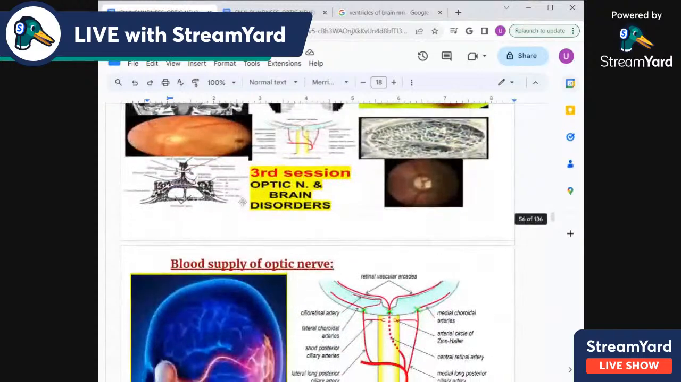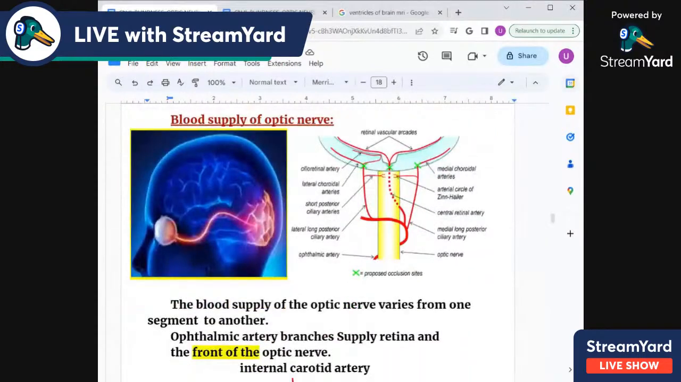Okay, and then metformin, and now we go to the blood supply of the optic nerve. Now we start today here. So this is the optic nerve that runs from front to the back to the occipital cortex, the area 17. So it has different blood supply in its course. And let's discuss the blood supply of the front optic disc and the optic nerve head and front of the optic nerve.